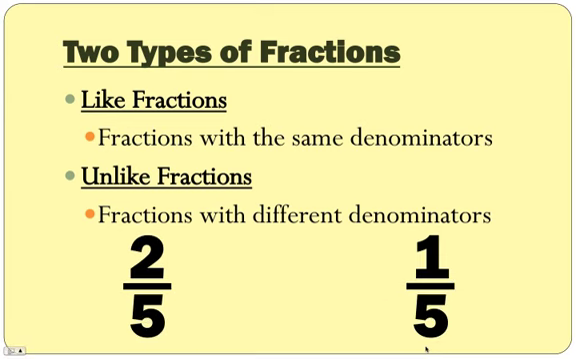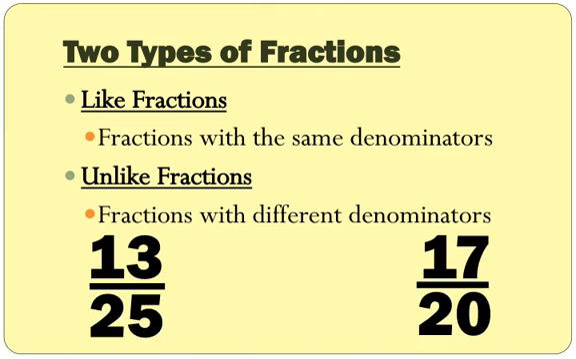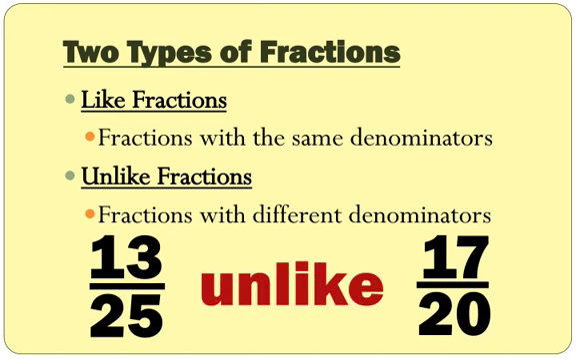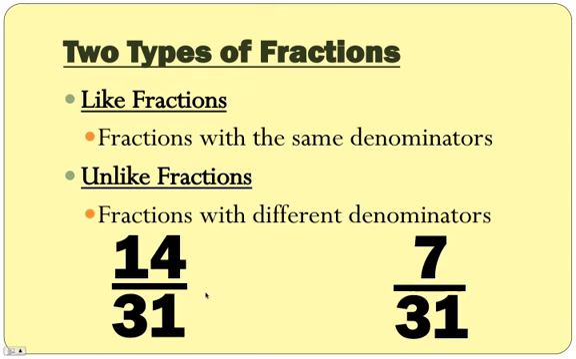How about here? Are they like or unlike? Well, these two fractions are like because they both have 5s in their denominators. How about here? These two fractions are like fractions because they both have 10 in their denominators. It's the same number. How about here? Well, these two fractions are unlike because the denominator here is 25 and the denominator here is 20. How about in this example? Well, these two fractions are like, because they both have 31 in their denominators.